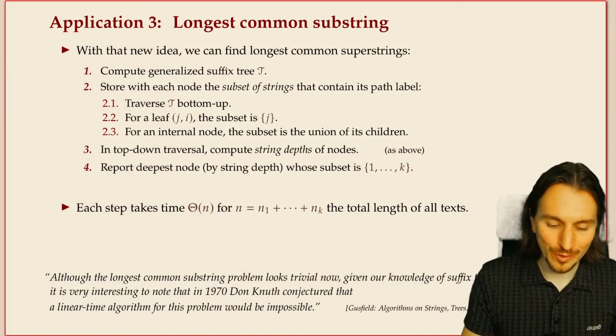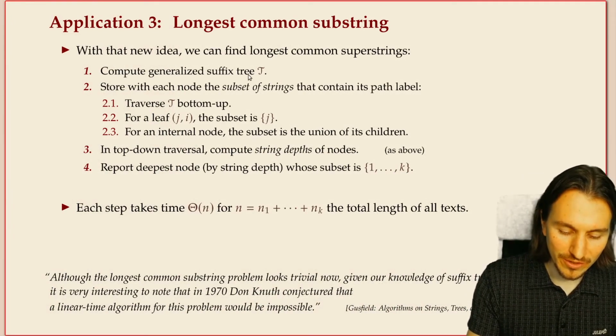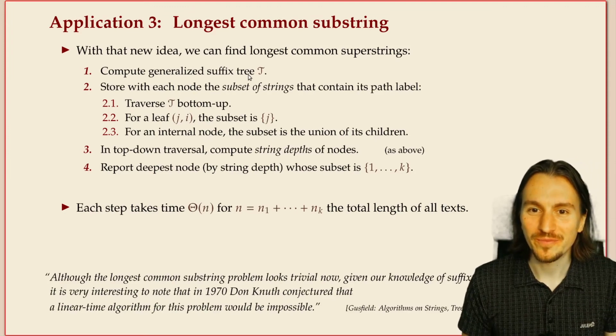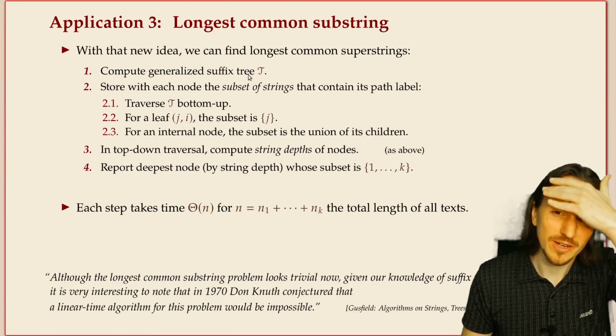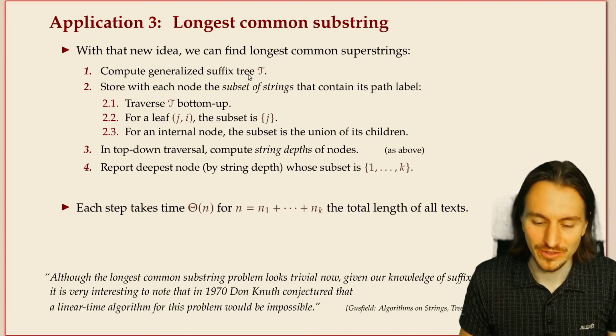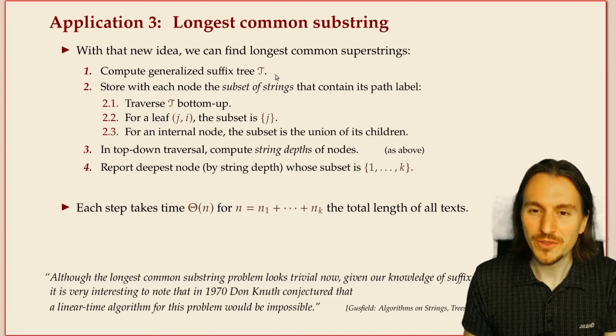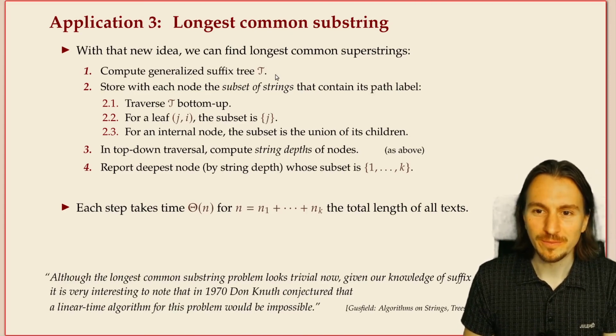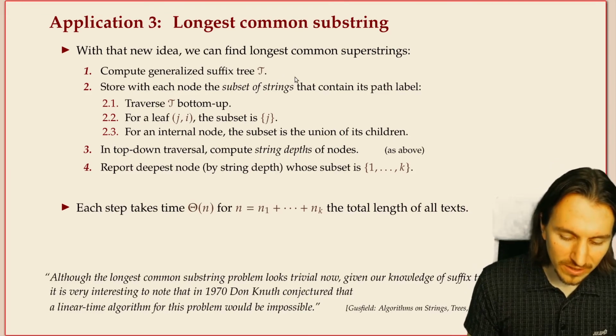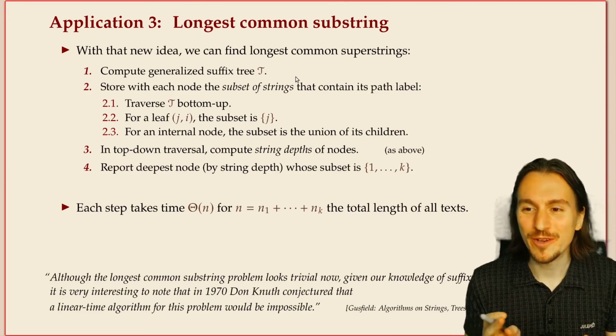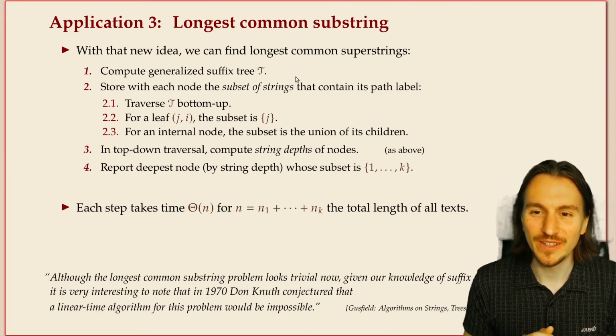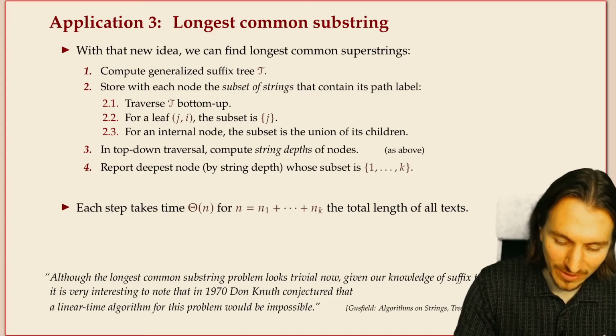So of course, we start with computing the generalized suffix tree. There will be an example on the next slide, but I want to give you the algorithm first. You compute the generalized suffix tree for all the strings. The core information is in the tree, but you have to add a little extra information to find a substring that is common to all strings.